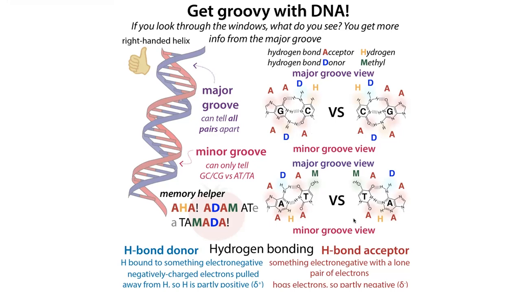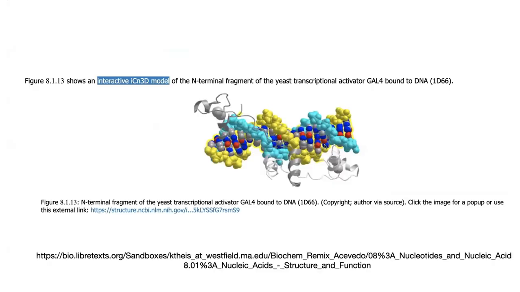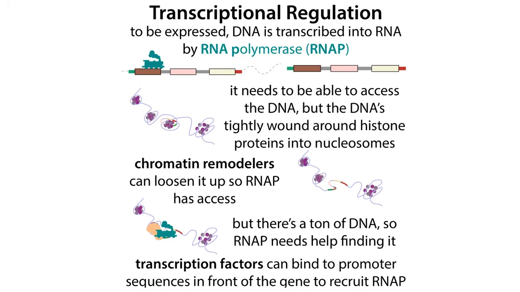In the minor groove, you'd still be able to tell apart a GC or a CG from an AT or a TA, so you can tell this apart from this, but you can't tell this apart from this or this apart from this. Bottom line, you get more information from that major groove, and it's also easier to access. And in fact, there are proteins called transcription factors that look at that major groove and bind to it in order to regulate gene expression. Transcription factors bind in front of the gene and tell RNA polymerase, hey, come here, start copying this into RNA so we can make protein from it.